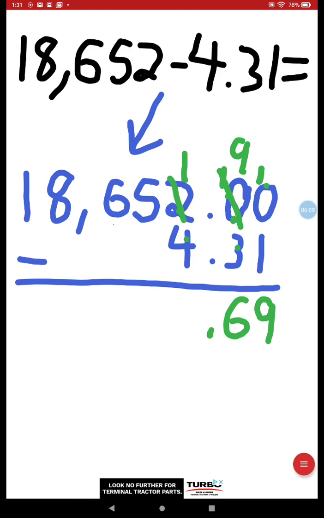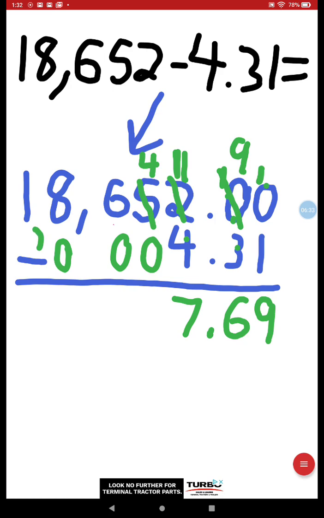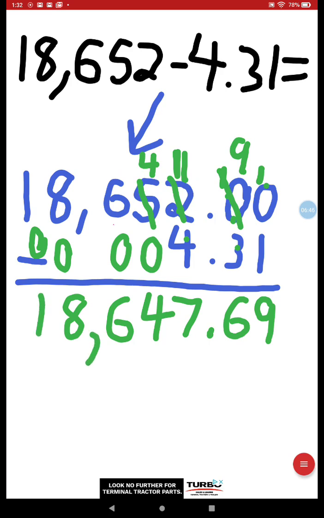1 subtract 4. Don't say 3, don't say 3. I've got to borrow. Borrow from the 5. 5 becomes a 4. 1 becomes 11. 11 subtract 4 is 7. And now remember, these nothings, I can write zeros if that helps you. 4 subtract 0, 4. 6 subtract 0, 6. 8 subtract 0, 8. 1 subtract 0, 1. And you can put the comma in there if you want.